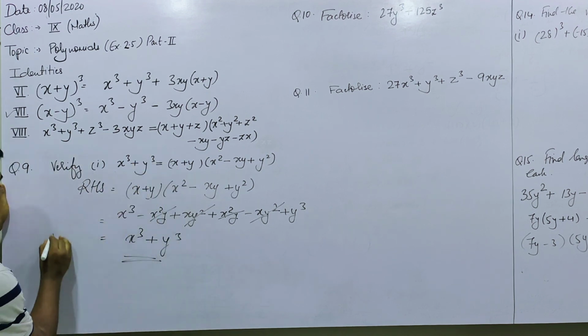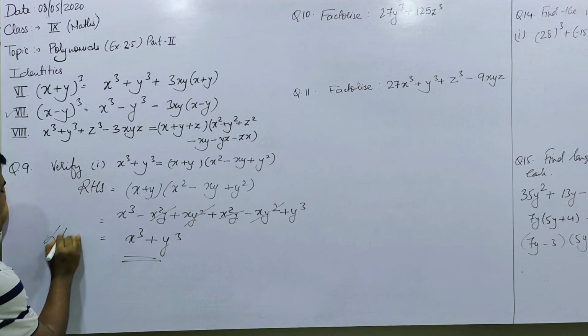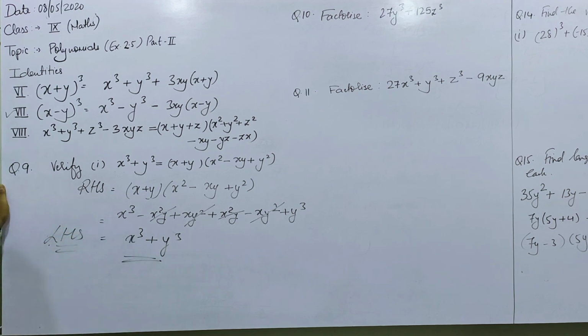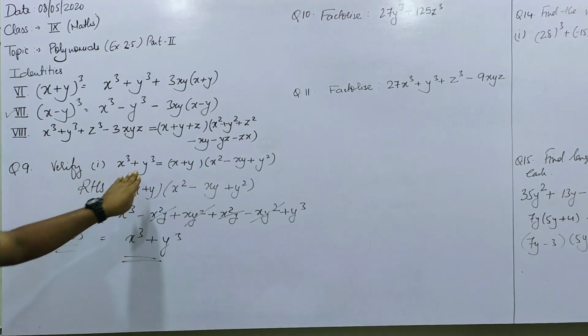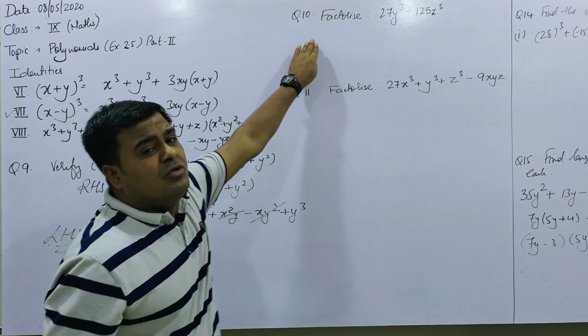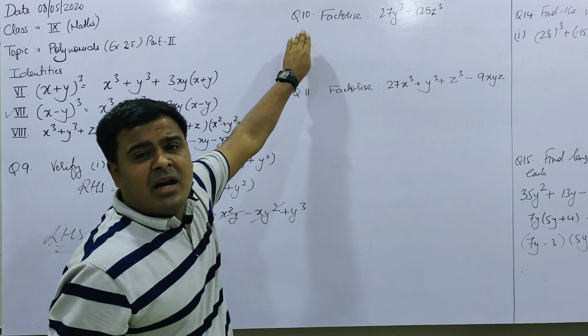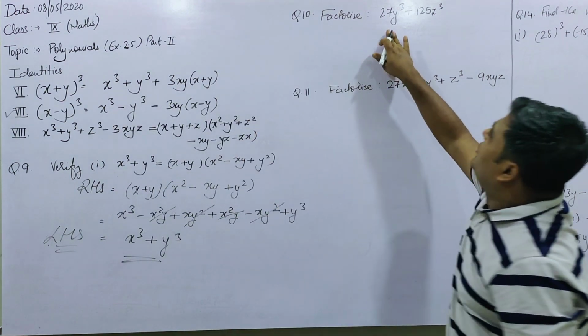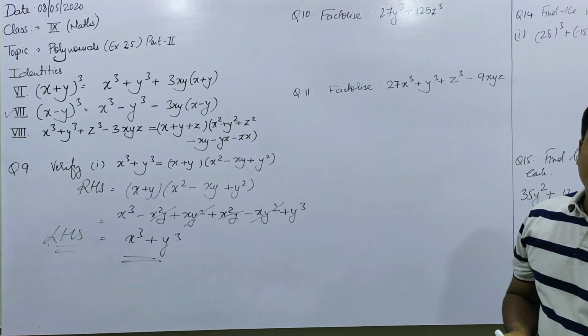This is equal to the LHS of the question. So here you have to solve in this manner. Now let us, taking the base as this identity, use it to factorize question number 10. Let us factorize it: 27y cube plus 125z cube.